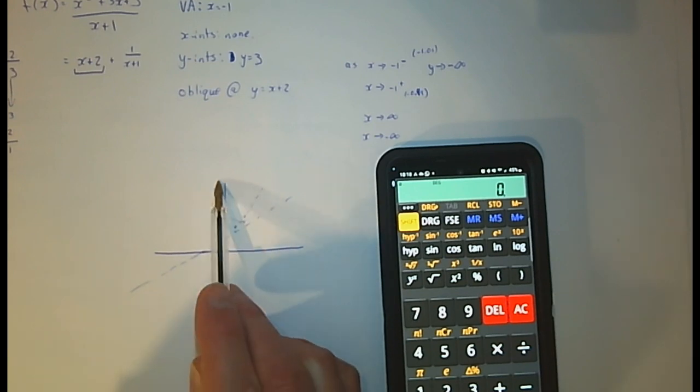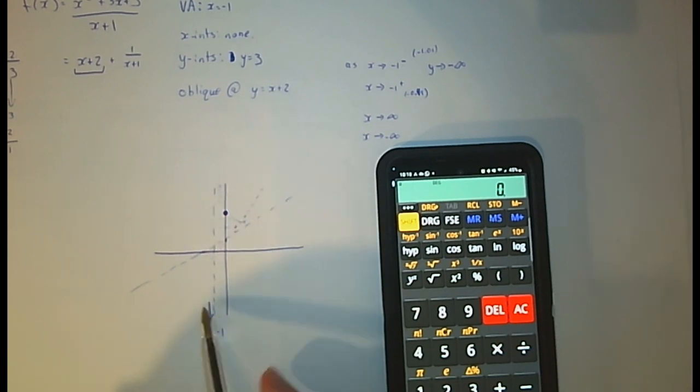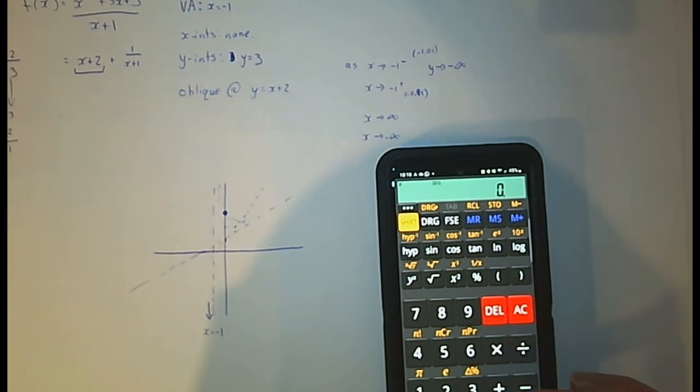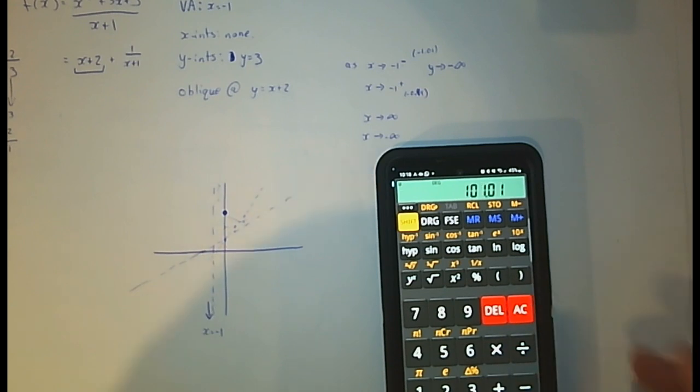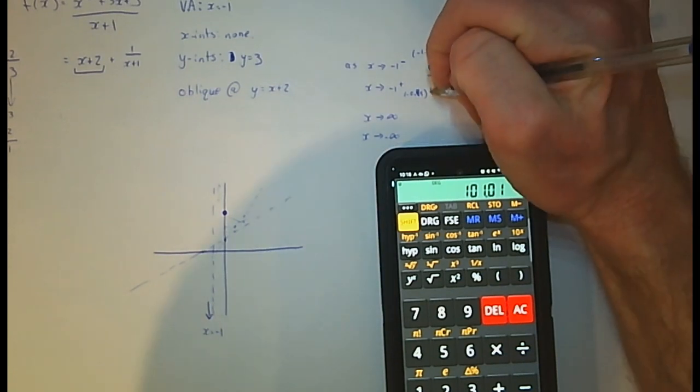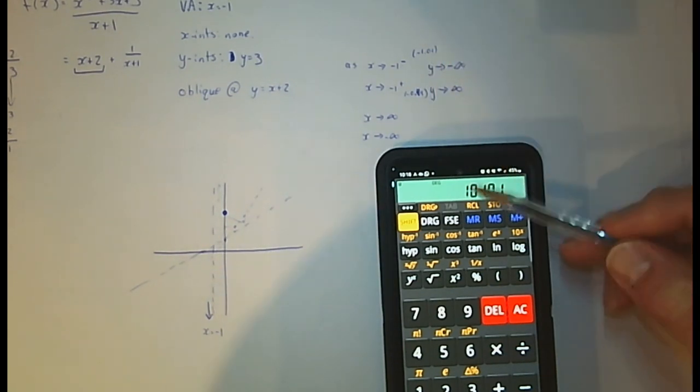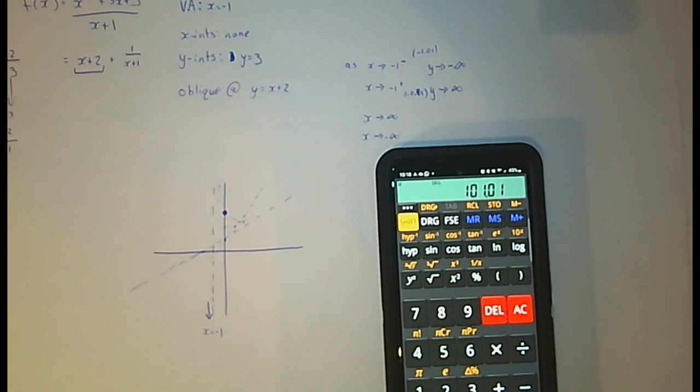Now I'll test negative 0.99 to see what happens when we approach from this side. My intuition tells me it's going to be going up based on where the y-intercept is and how these functions generally behave. So let's test it. I have negative 0.99, squared, plus 3 times negative 0.99, plus 3. There's our numerator, divided by negative 0.99 plus 1, which equals 101. Okay, so y is going to approach positive infinity. I'm just going by whether it's positive or negative. That's really what I'm looking at here.